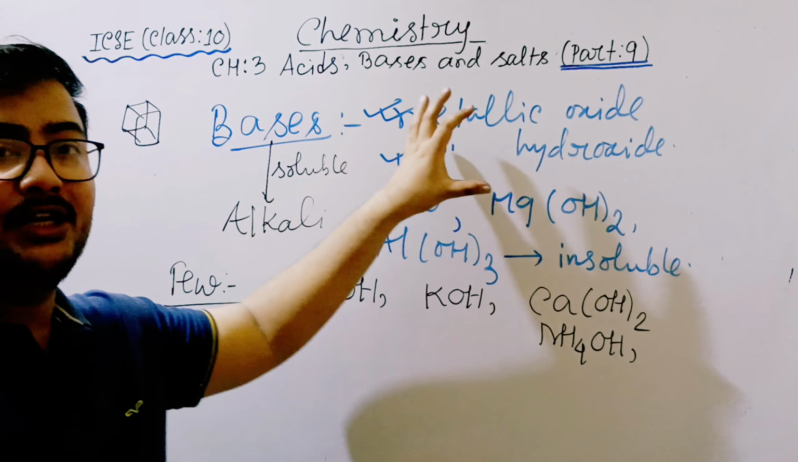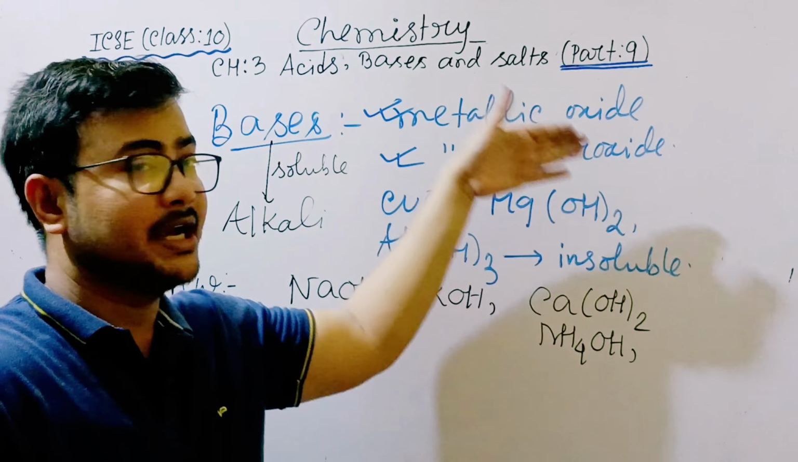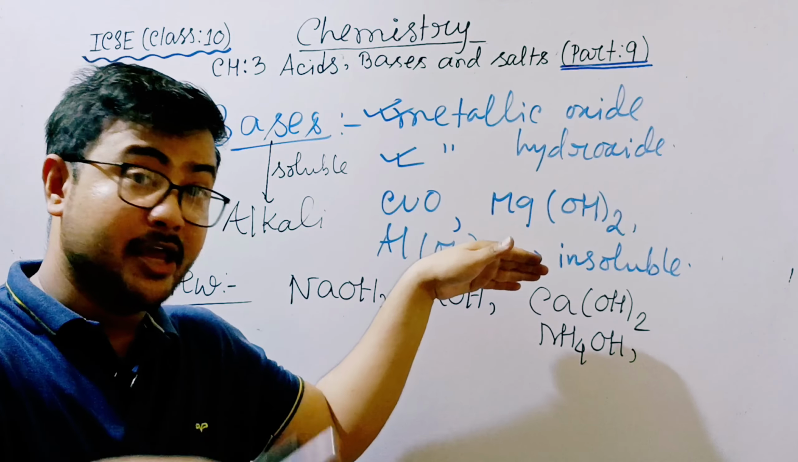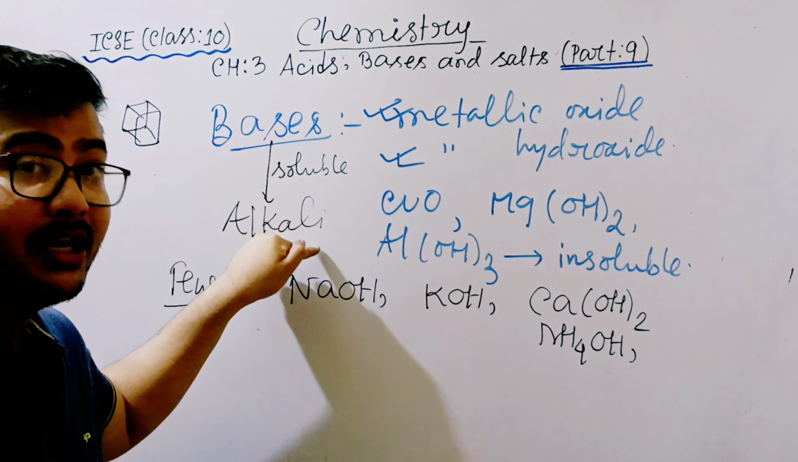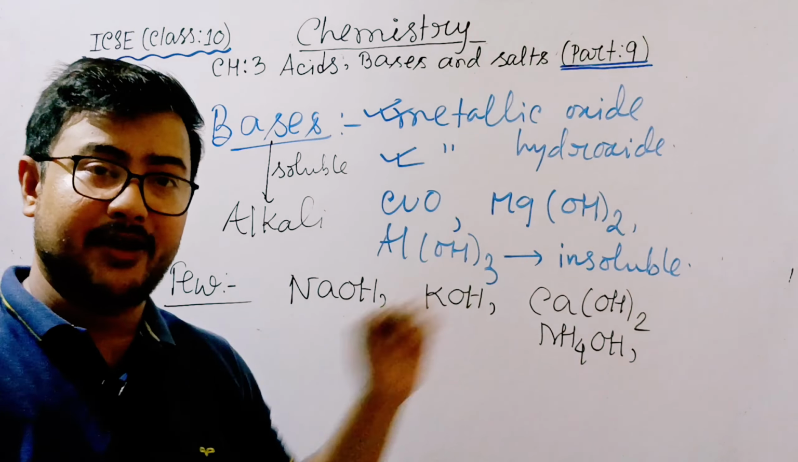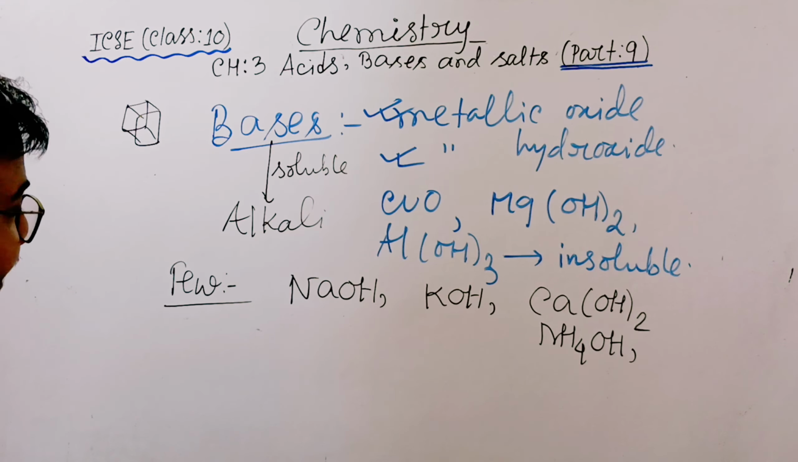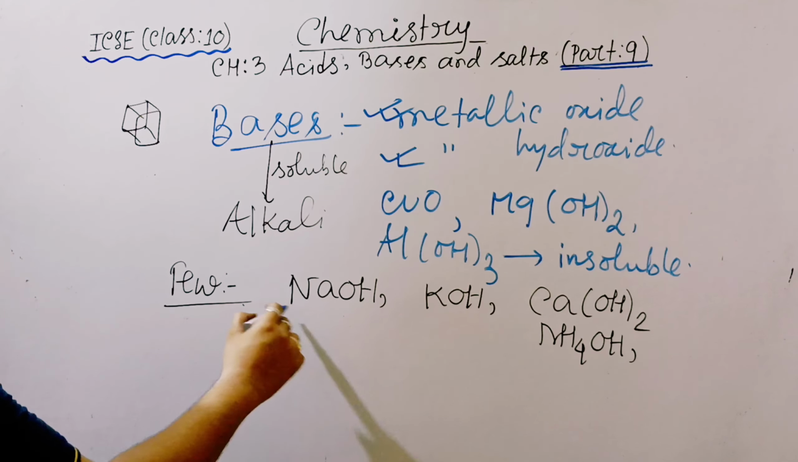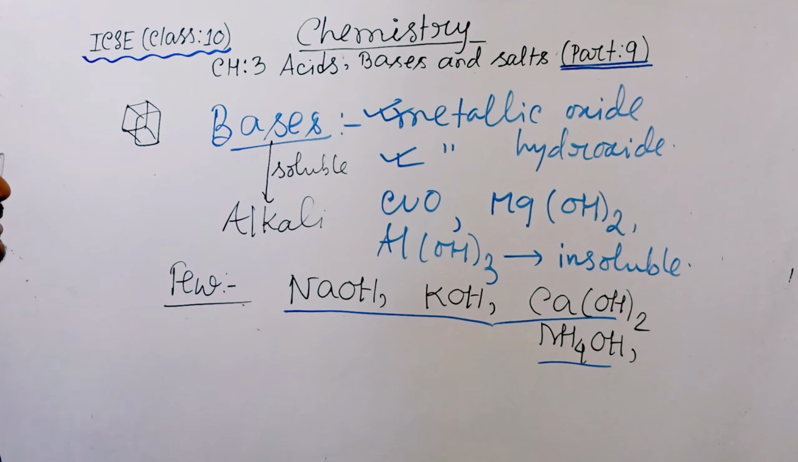Among all the metallic oxides and hydroxides, most are insoluble. That is why most of the metallic oxides and hydroxides are not called alkali. Only a few we have. Do you understand? Now again we have two parts among this example. What are the two parts? I will discuss.